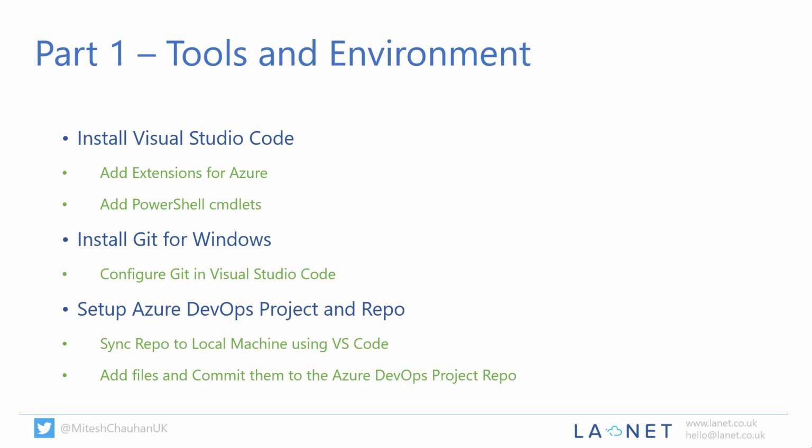So in this section, we'll install Visual Studio Code, add some extensions and PowerShell commandlets. Then we need to install Git for Windows. And then we create an Azure DevOps project and repository, and synchronize our Visual Studio Code to that repository. We'll add some files, commit them, so we get familiar with setting up our environment and managing our code files, committing files, saving files, adding files, those kinds of things. And then we're in a position to be ready to do some deployments in the next video.